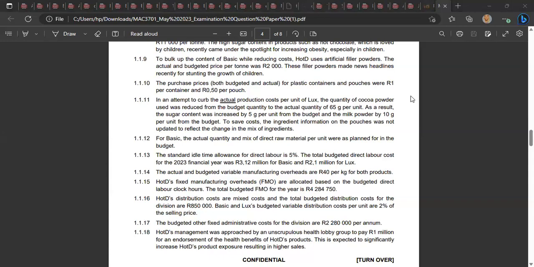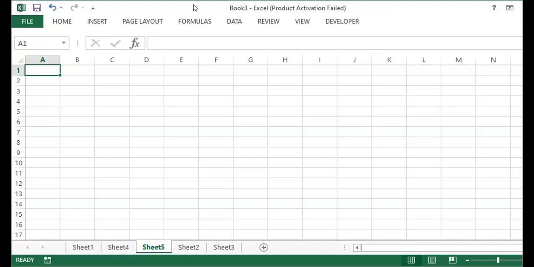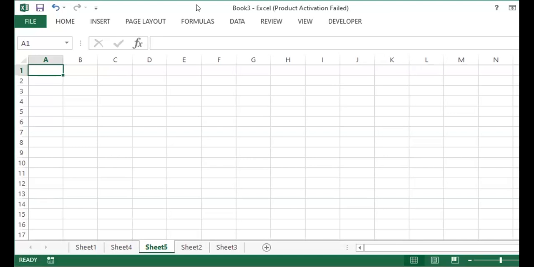I feel like this module is very, very simple, but special care needs to be taken. Right, so the total budgeted fixed manufacturing overhead, this one we've already been given there. It's 4,284,750.